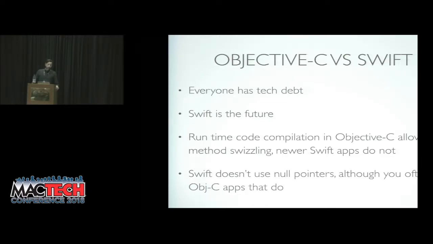But Swift is the future, and one of the differences when it comes to security is that runtime code compilation in Objective-C allows for method swizzling, and newer Swift apps do not. This is because all that's done at compile time as opposed to runtime. And Swift doesn't use null pointers, but I mentioned here often when you're calling a framework that might use Objective-C, you might have to call one from Swift.